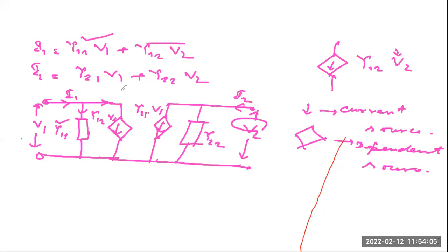Similarly, on your output side, I2 equals Y22 into V2 plus Y21 into V1. Now this Y21 into V1 is also a dependent current source, but the magnitude of this current source is dependent on the input voltage. So that's why it is a dependent current source, also known as a voltage dependent current source.